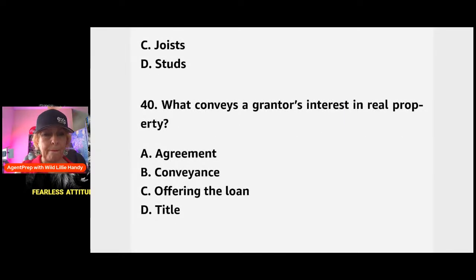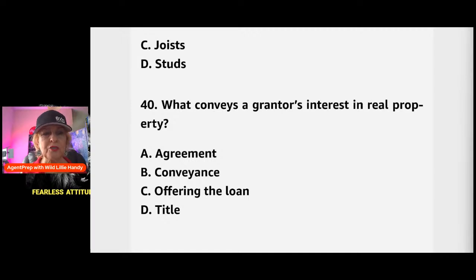Number 40. What conveys a grantor's interest in real property, right? Convey to somebody else. A, agreement. B, conveyance. C, offering the loan. Or D, title. What conveys a grantor, the owner, interest in real property, real estate? How do they convey it? What is it called? Major keyword.